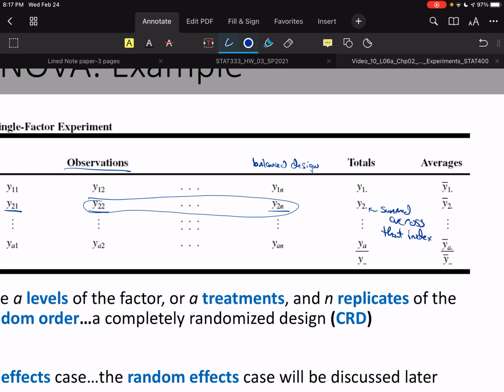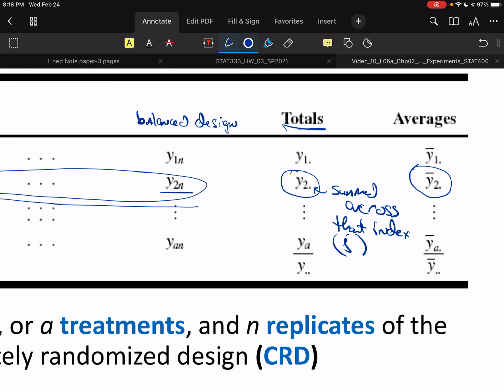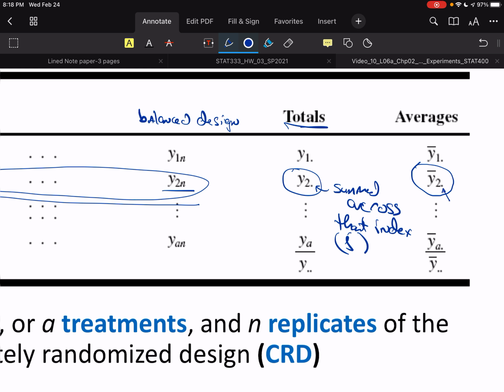And the index in this case is J. So J is our observation. We summed across the observations here, and that gives us Y2 dot. So that's a sum or total. And then when we average that, we call it Y2 dot bar. So yes, the period is there, the dot is there, okay? And in the first treatment level, it would be Y1 dot bar.